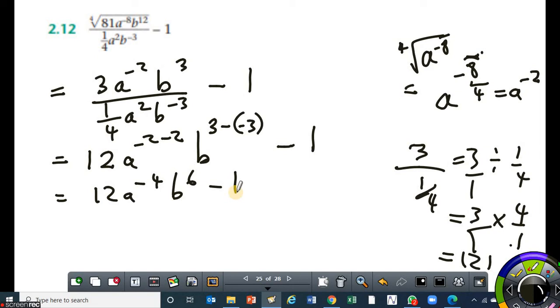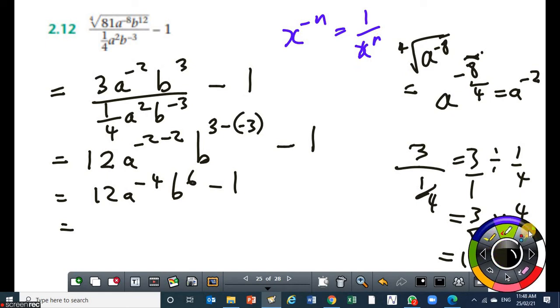Now check this. This minus 4 here, it's a negative exponent. We need to make it positive. So we use this definition. You should know by now: x to the power of minus n is equal to 1 over x to the n. So that becomes 12b to the power of 6 over a to the power of 4, minus 1. You see that? Because this a to the power of minus 4 is the same as 1 over a to the power of 4. Because of multiplication, it will become a denominator.